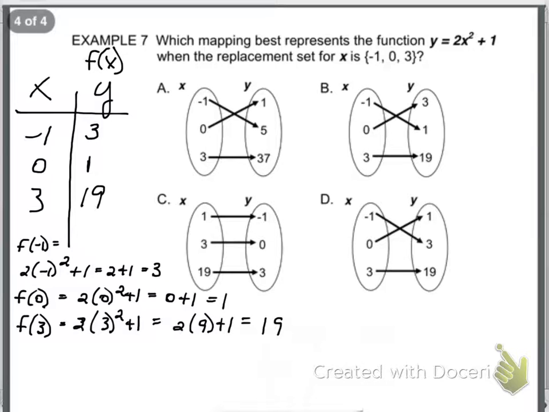So I have to find the mapping that has those points, and the x values are -1, 0, 3. Well, that means this one automatically goes because that has the wrong x values. And then I have to find the one that has the correct matching, and so -1 right here goes to 3, 0 goes to 1, and 3 goes to 19. So the choice is D. You map the point to the right y value.